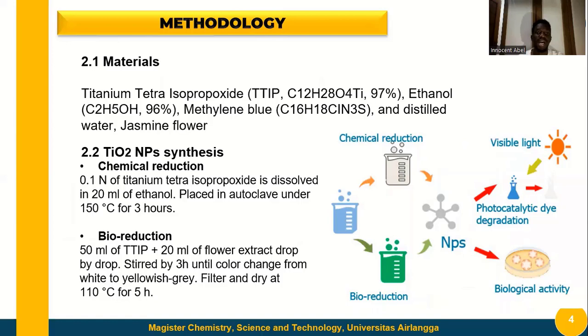About the methodology, the materials used are titanium tetraisopropoxide, ethanol, methylene blue, distilled water, and jasmine flower. The synthesis process of titanium dioxide involves two different paths. The first is chemical reduction, and the second is bioreduction. First, we have our starting material, which is normally the TTIP. Then we can go through the chemical reduction process or bioreduction.